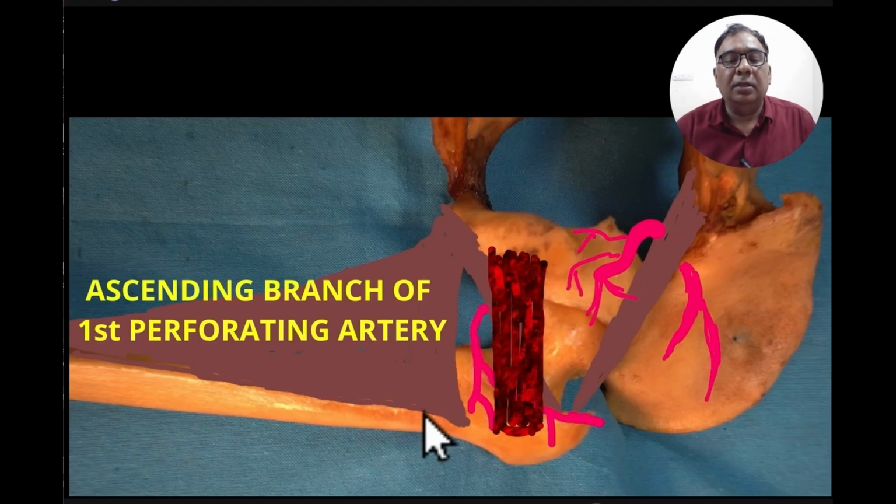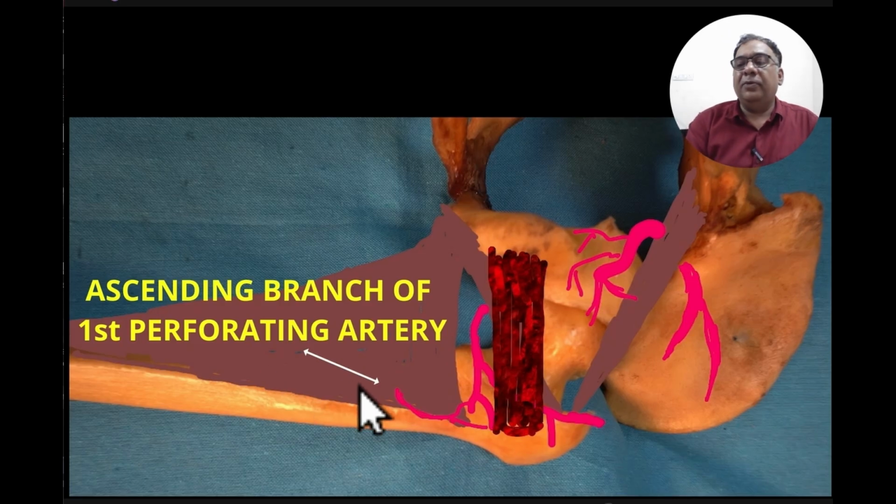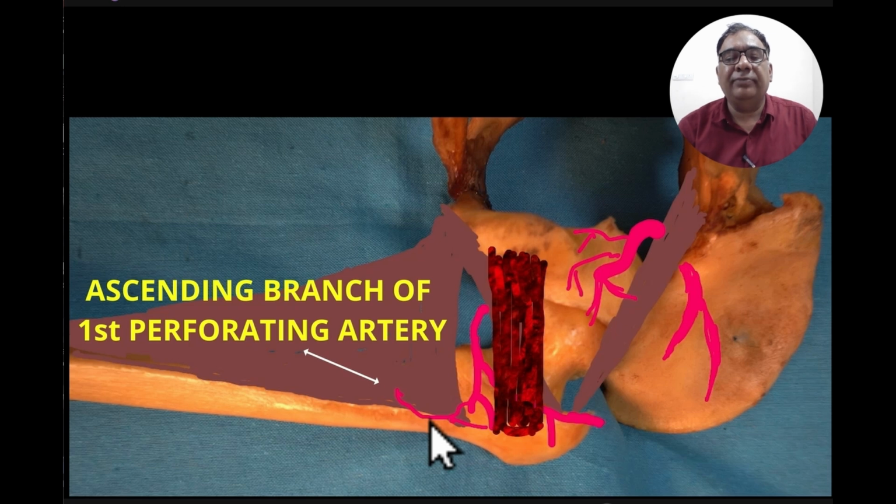Here, this is ascending branch of first perforating artery. It pierces adductor magnus muscle and reaches to posterior compartment of thigh. Here it takes part in cruciate anastomosis.